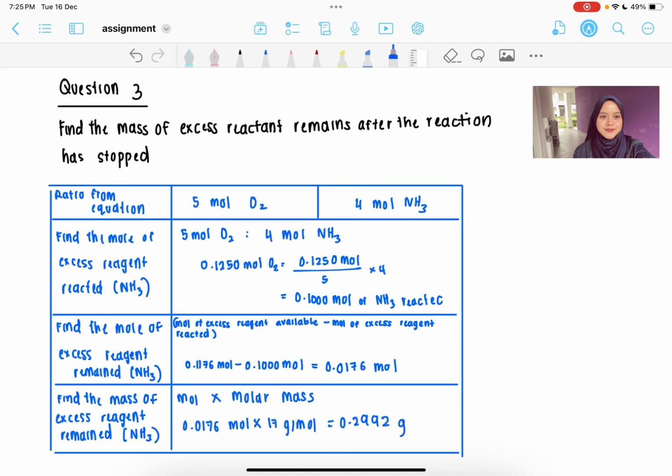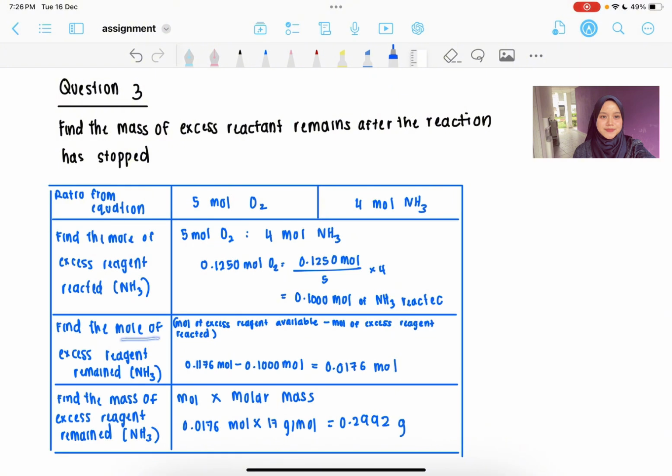Question 3. Find the mass of excess reactant remaining after the reaction has stopped. Ratio from equation, we write 5 mole O2 and 4 mole NH3. Find the mole of NH3 that reacts. 5 mole O2 produce 4 mole NH3. 0.1250 mole O2 equal to 0.1250 mole divided by 5 multiplied by 4 equal to 0.1000 mole of NH3 reactant.